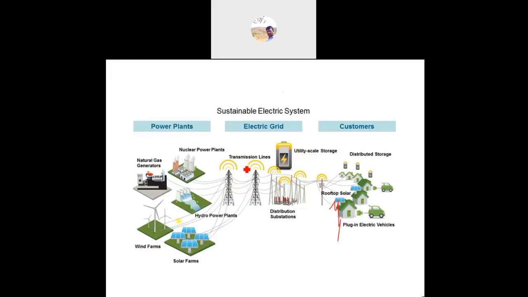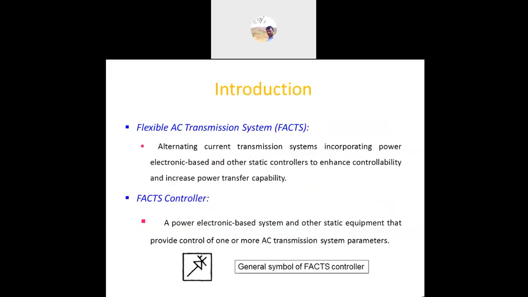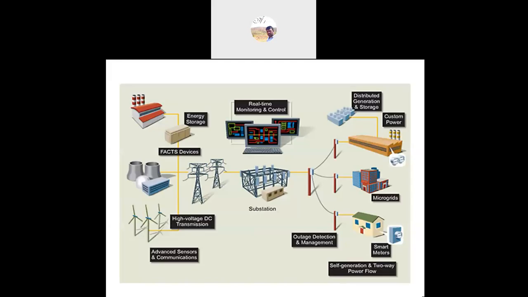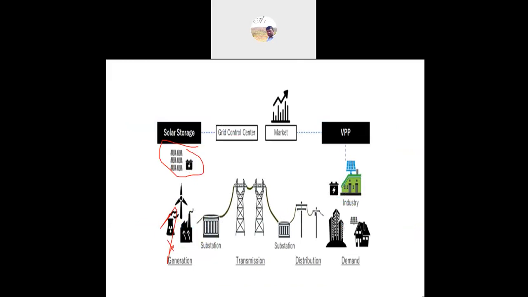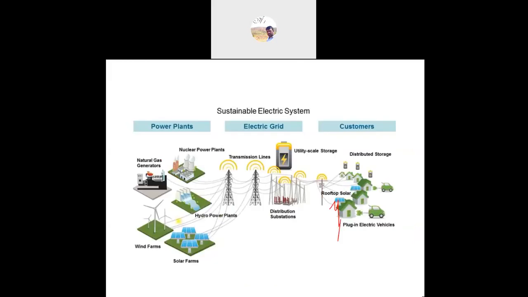If the transmission line impedance is high, the voltage drops will be high. To decrease the voltage drops, we need to inject voltage in this transmission, and the FACTS devices do that.